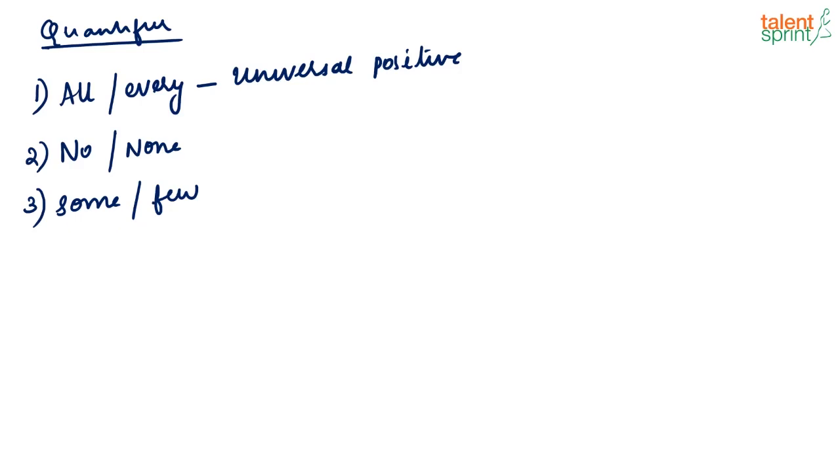A quantifier which is all or every is referred to as a universal positive quantifier. Similarly, no and none are referred to as universal negative quantifiers. Some and few are referred to as particular quantifiers.